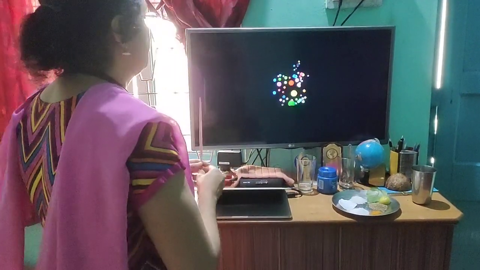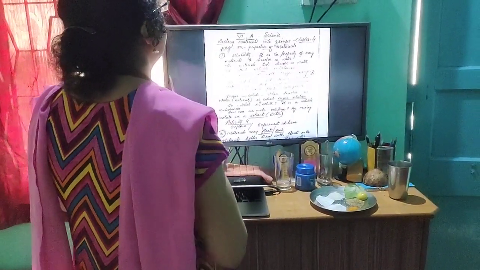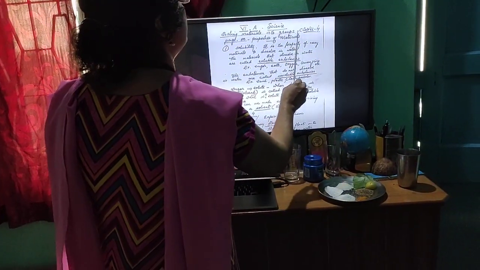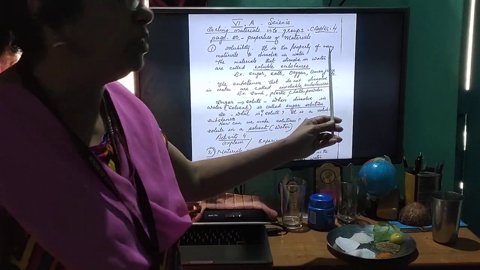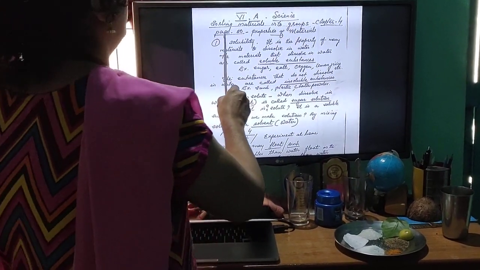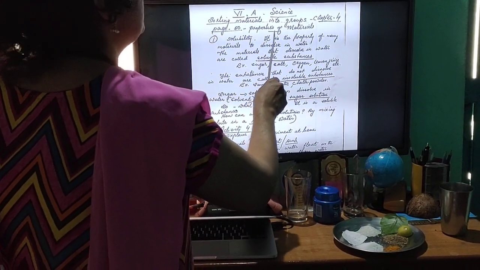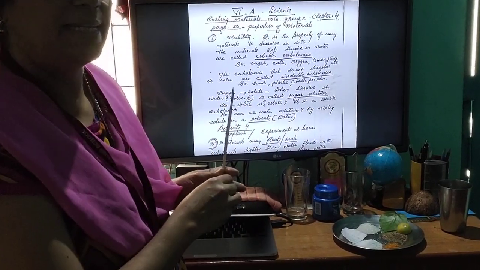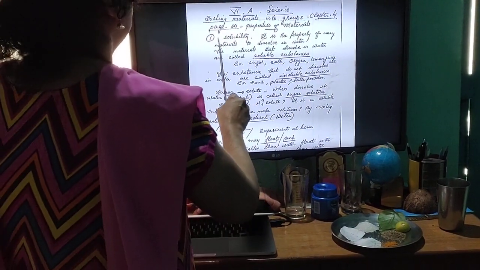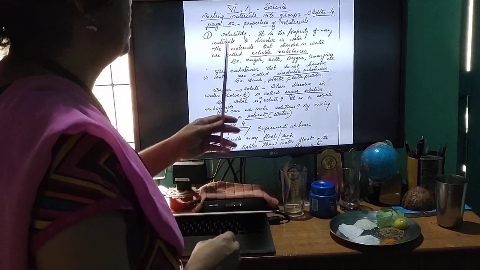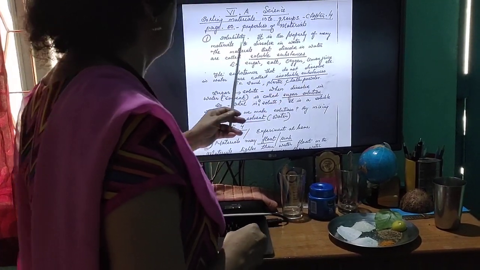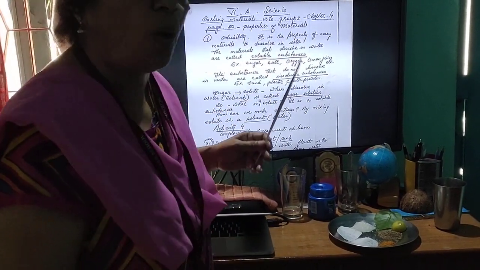So since you have begun the chapter, today I will introduce some of the properties of the materials on the basis of which they are classified. So here, sorting materials into groups, that's your chapter 4. I will start from the various properties which are not discussed till now. First is solubility. It is the property of many materials to dissolve in water.